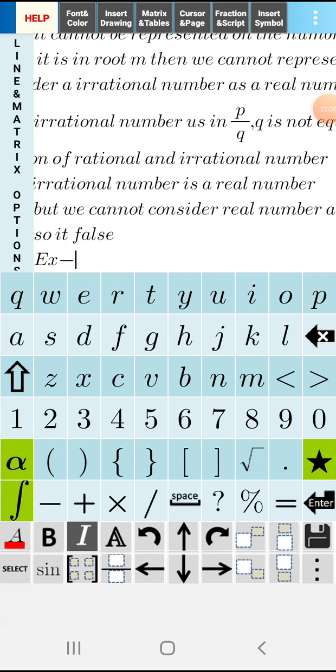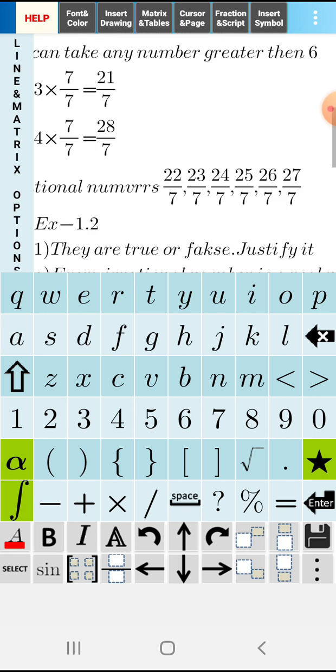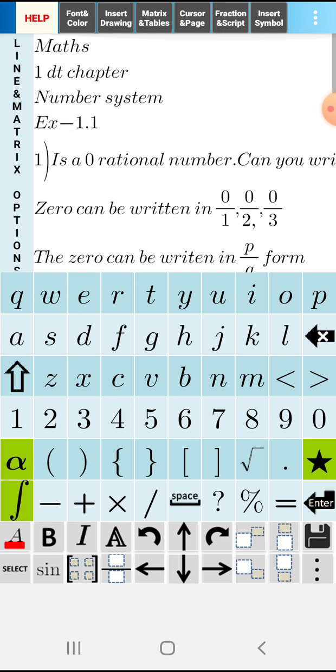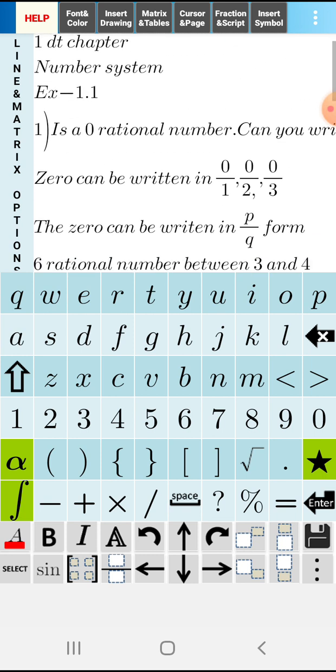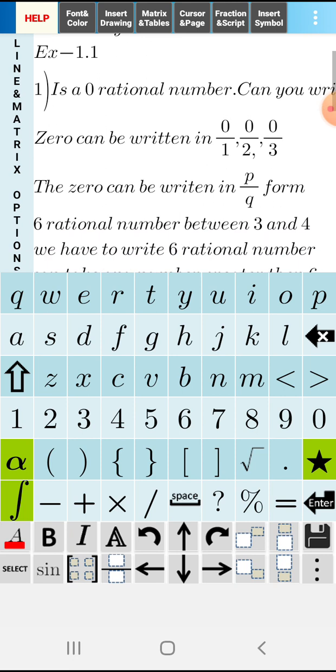Exercise 1.3. So far I have explained how to find six irrational numbers between 3 by 5 and 4 by 5, or any such question if they ask that. I also explained what a real number is, how to answer if they have given true or false, and I explained about the irrational number.